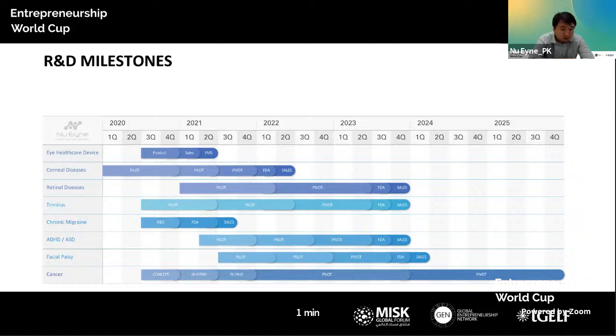Okay, so all the indications, except for chronic migraine, we are conducting clinical trials. And for chronic migraine, it's FDA approved by 510K, yes. It's not necessary for the actual clinical trial to be conducted. It's approved and it's marketable. It's ready for sale. So I'm not quite clear with the question, sorry.